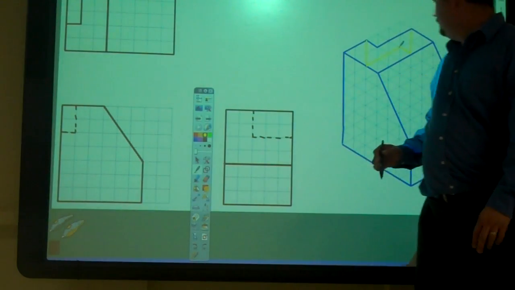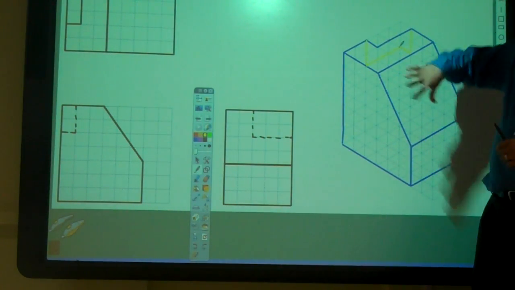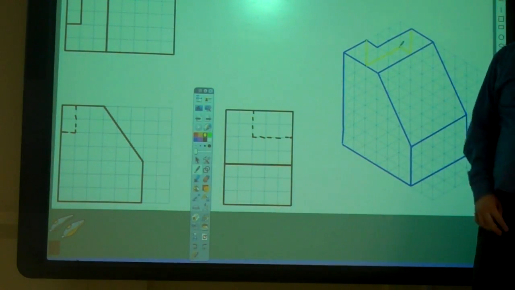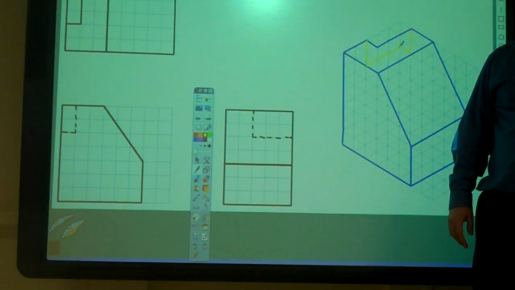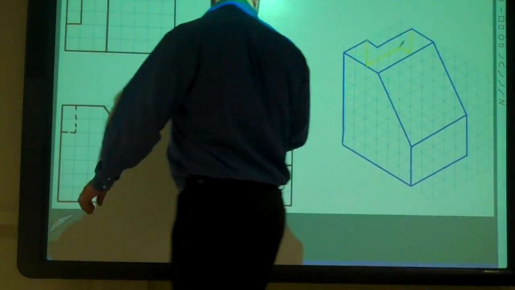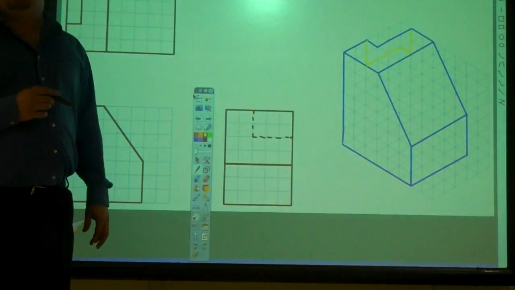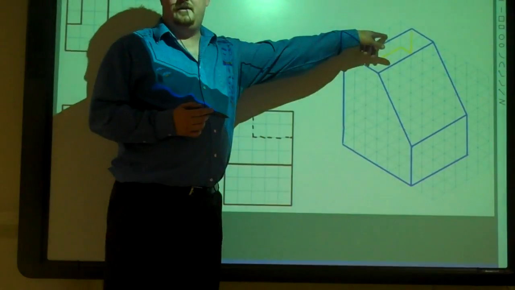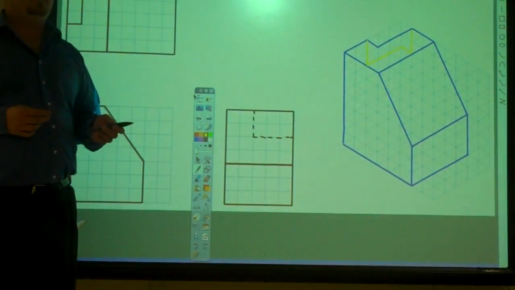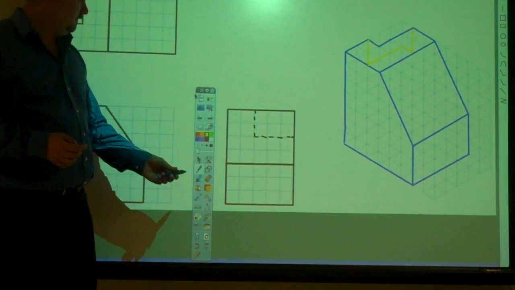Could you have drawn it the other way? Drew what? Turned it that way? Yeah, could have turned it around so I could see that cutout. Yeah, I could have done that. Do you want to do that? Do you want to draw it the other way so we can see that cutout? Yes, no? Yeah.